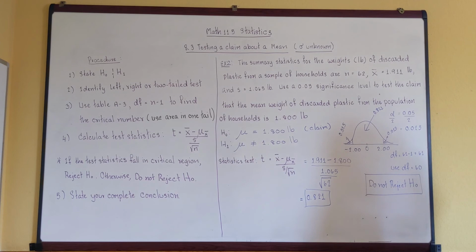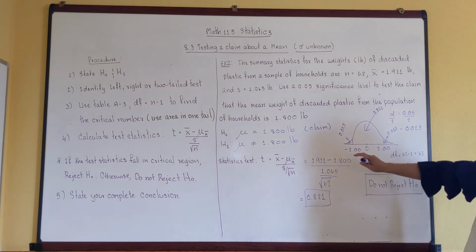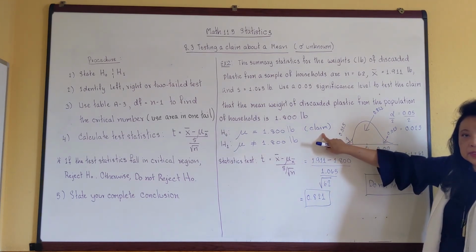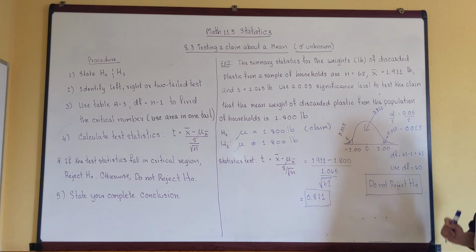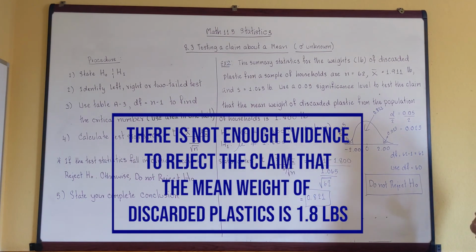We do not reject H naught, but H naught is our claim. So your conclusion will be that you do not have enough evidence to reject the claim, which is that the mean weight of discarded plastic from the population of households is 1.8 pounds.